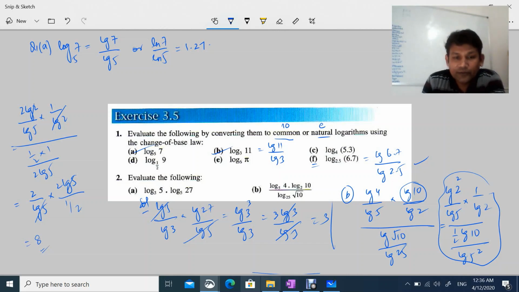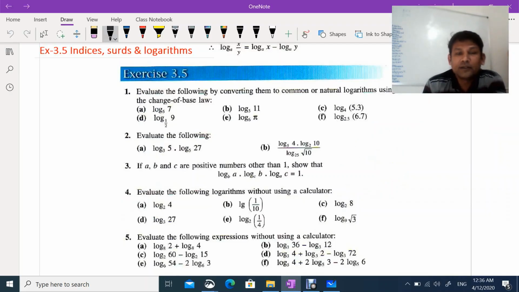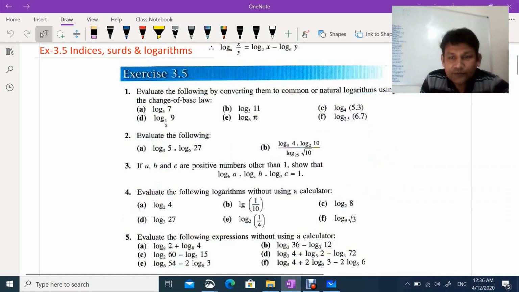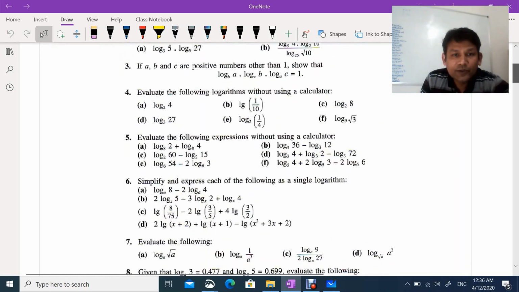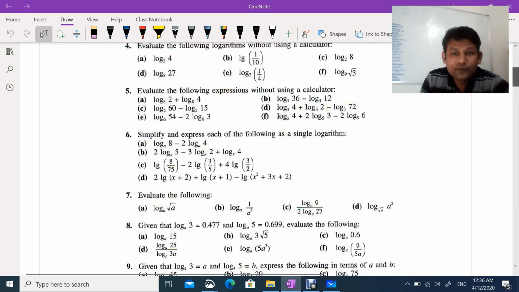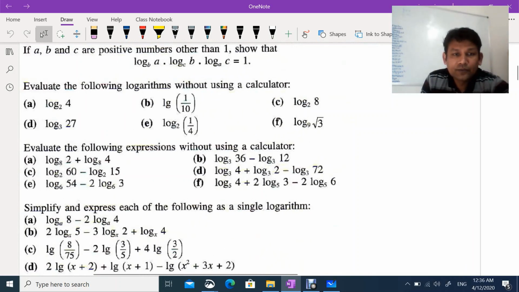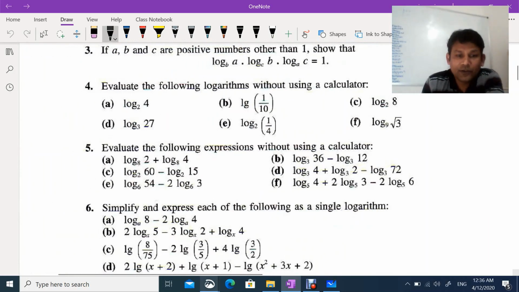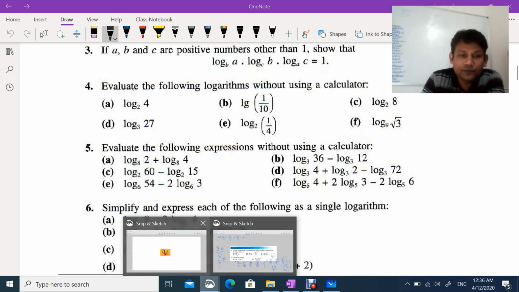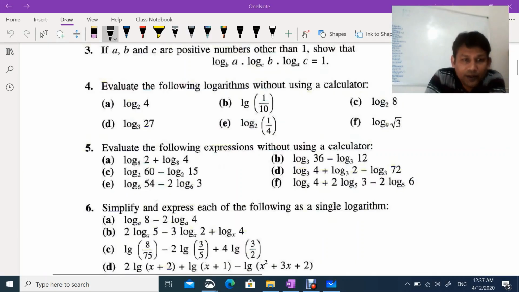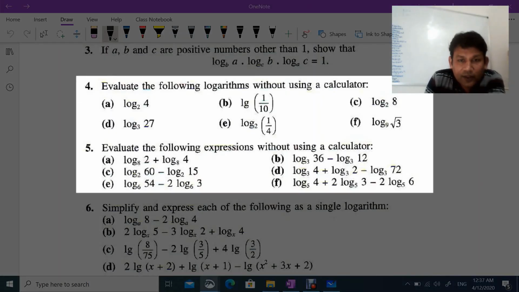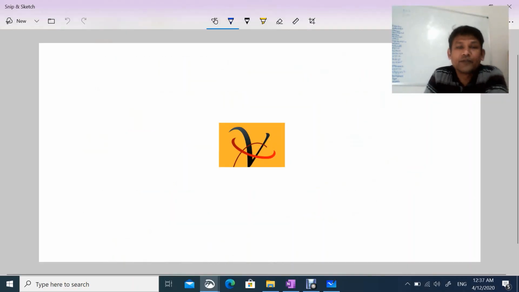Okay, moving to the next question. What are the important questions? Question number 4 is one of the important ones, and I'm also copying question number 5. Okay, let's see.